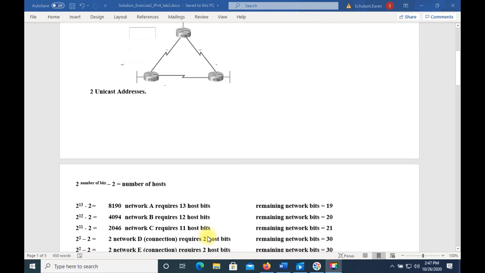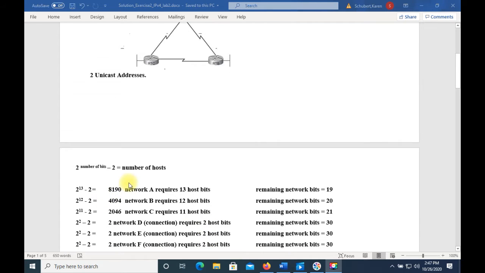So in order to accommodate 4400 hosts, we need 13 host bits. And if we subtract these 13 host bits from 32, we arrive at 19 network bits. Network B, we will need 12 host bits to accommodate 3500 hosts. And if we subtract the 12 from 32, we arrive at 20 network bits.